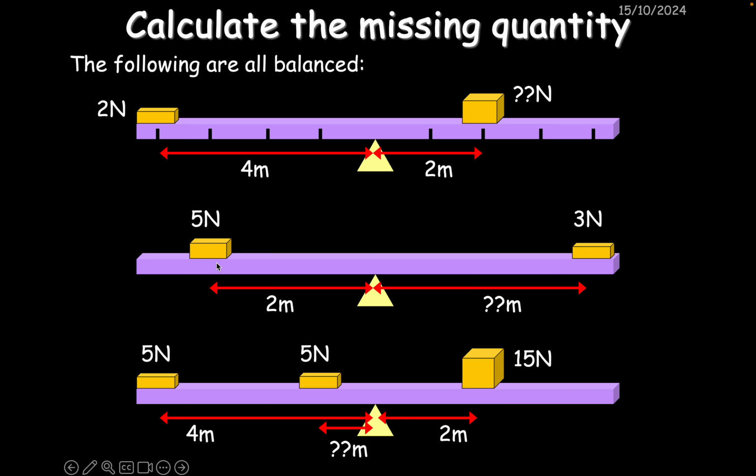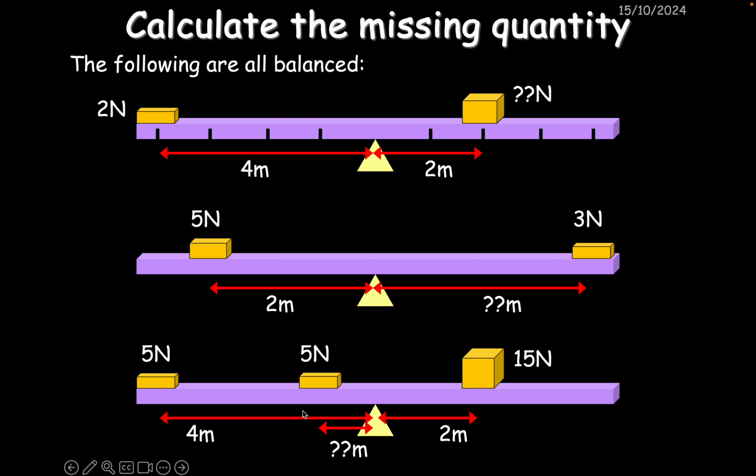Over here we got 5 times 2, 10 Newton meters anti-clockwise, and here you must have 3, and this one must multiply to 10, so it must be 3.33 recurring meters. If this was 3.33 meters, it'll more or less balance the 10 Newton meters on this side.